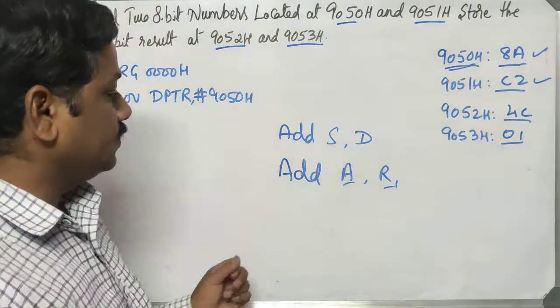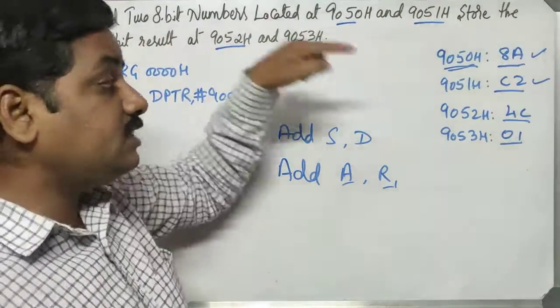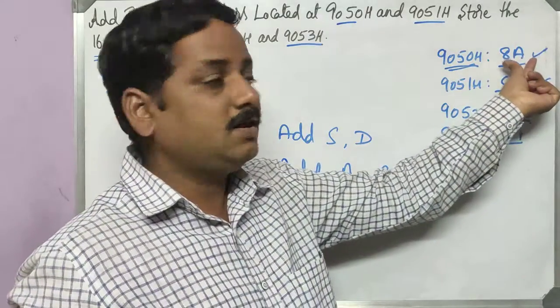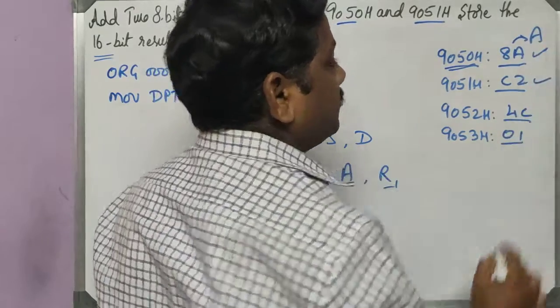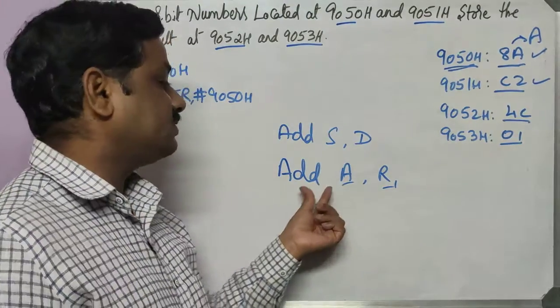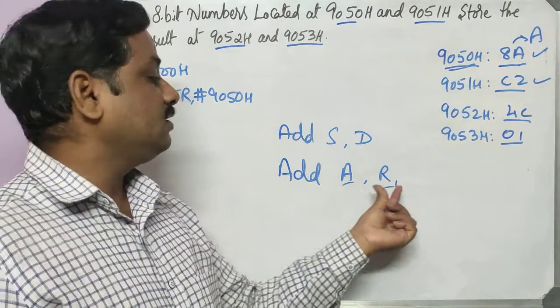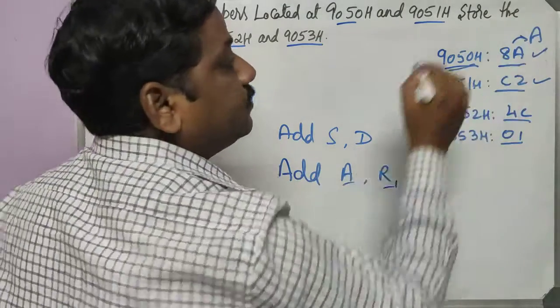So now I have assigned 9050 to DPTR. At DPTR what do you have? 8A. Let me take this into accumulator, because I know that we should get an accumulator as a source when we use an add instruction. Here you can use R0 to R7, any register, right? So first I will take this 8A into accumulator.